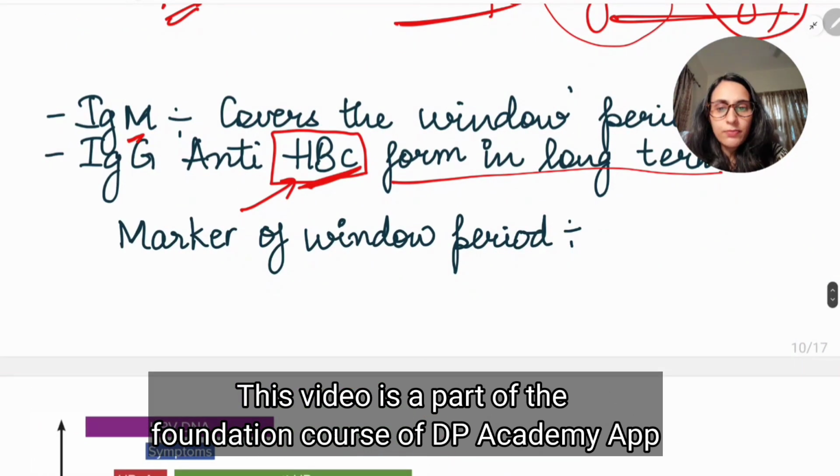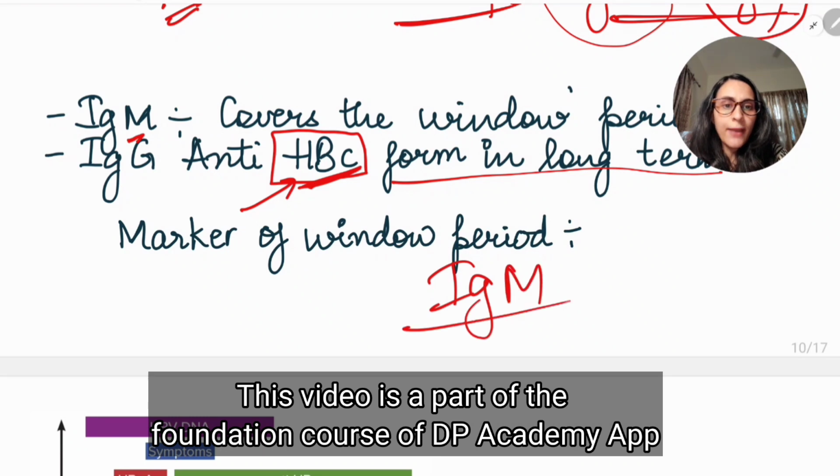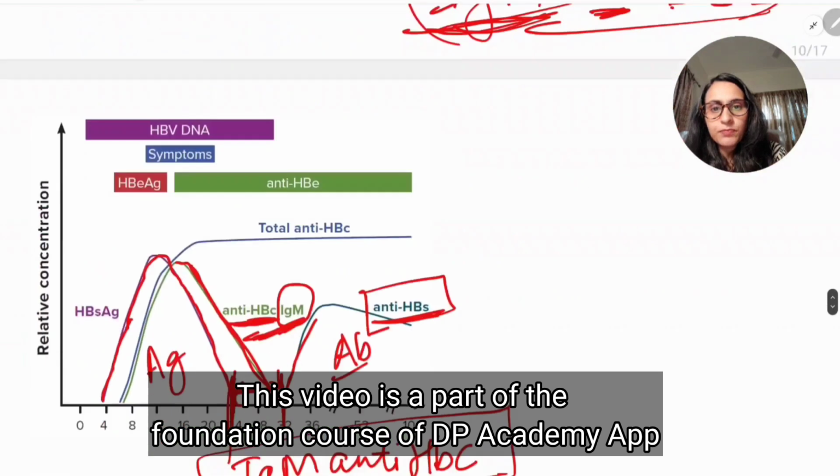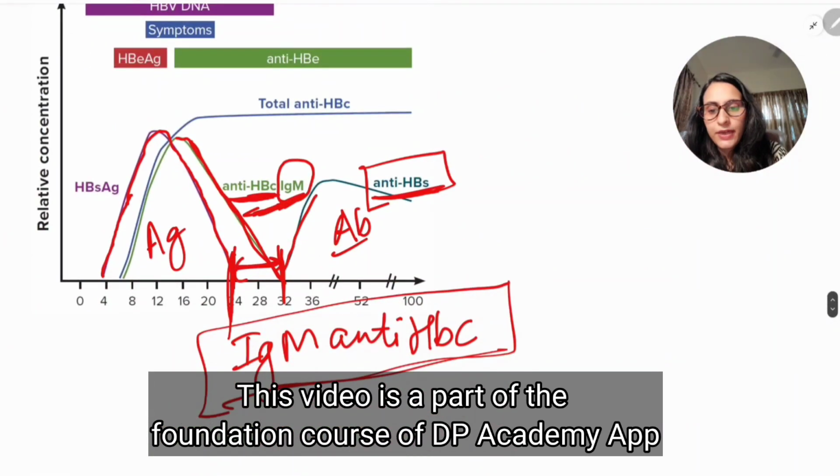So what is the marker of the window period? The marker of the window period is immunoglobulin M, which is an antibody to the core antigen. Antibody to hepatitis B core antigen, immunoglobulin M, is the marker of the window period, because it covers the window of infectivity. See, IgM is covering the window of infectivity. Remember IgM. Then IgG comes later on.